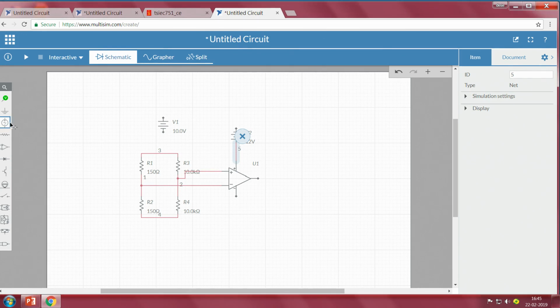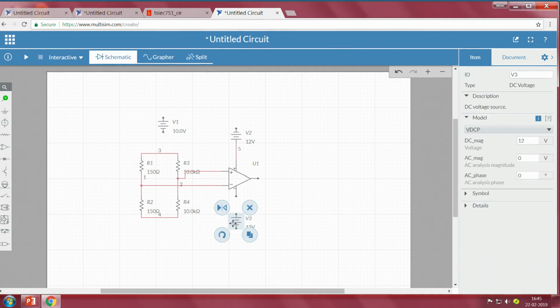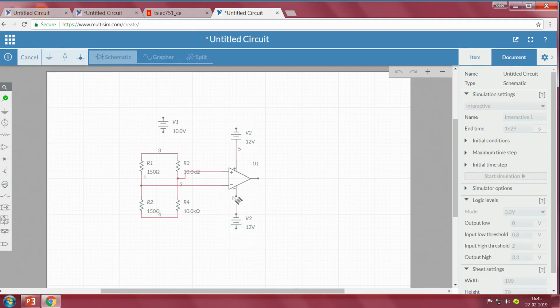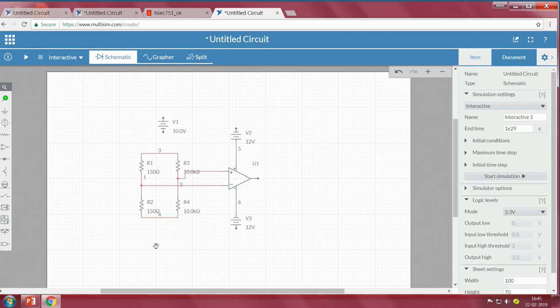On a similar basis, I choose the other source and then connect it to the amplifier. And here the negative terminal goes to the other end of the amplifier. So here it is 12 volts. That should be fine for us to drive the op amp.